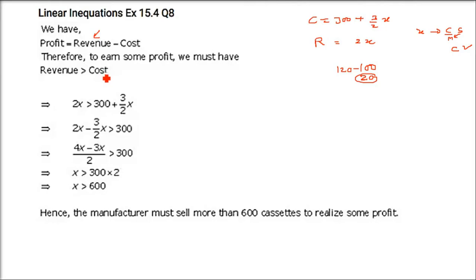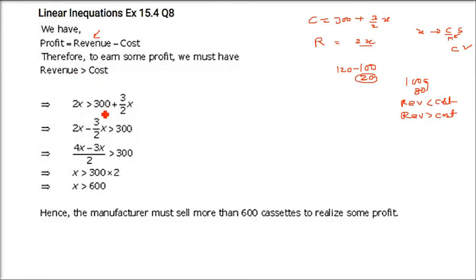So if you want to have a profit, the revenue has to be greater than cost. If you buy for 100 and sell it for 80, you will incur a loss of $20 or 20 rupees. So revenue should be greater than cost.